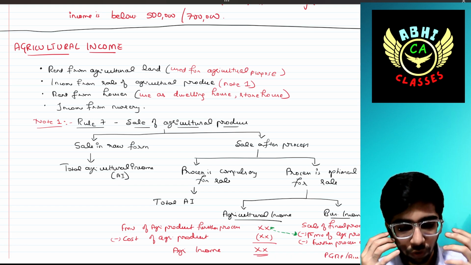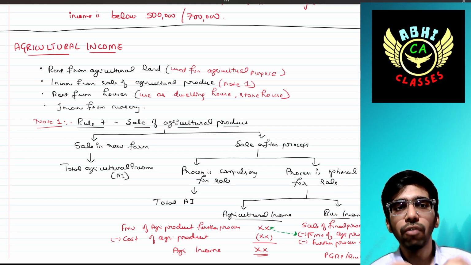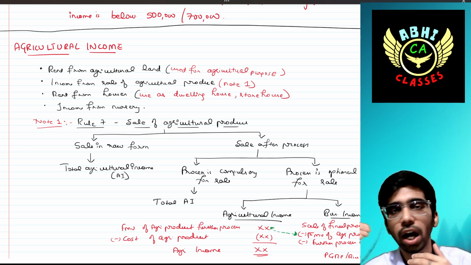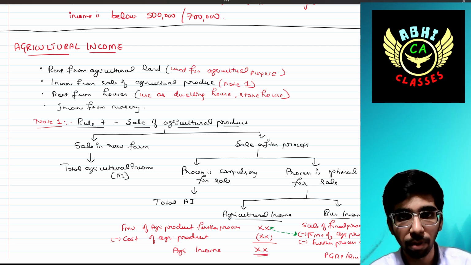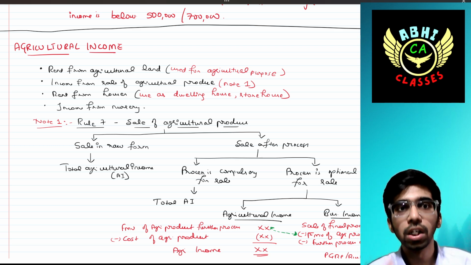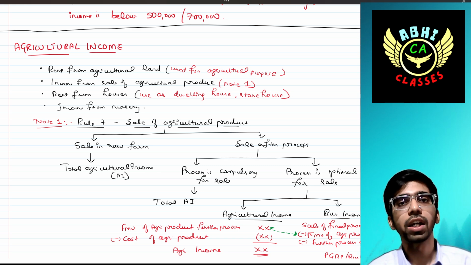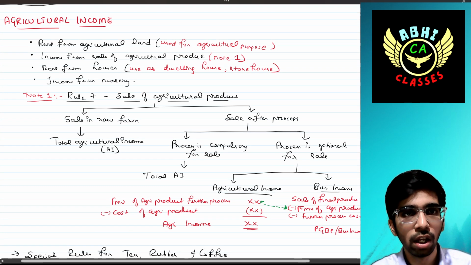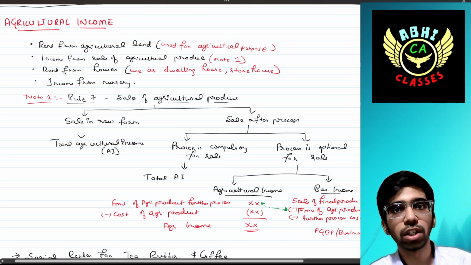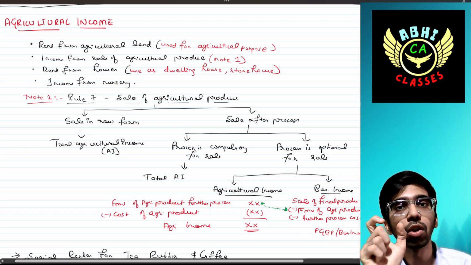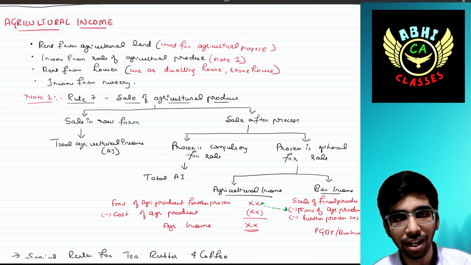What do you mean by agriculture income? If you are receiving any rent from agricultural land, if you hire some land only for agricultural purpose, then the rent received is treated as agriculture income. Next, income from sale of agricultural produce. We have mentioned note 1. We will see note 1 next.